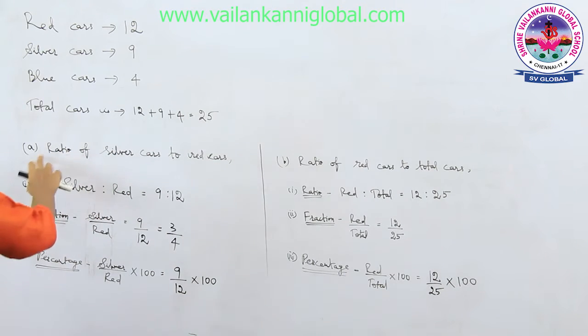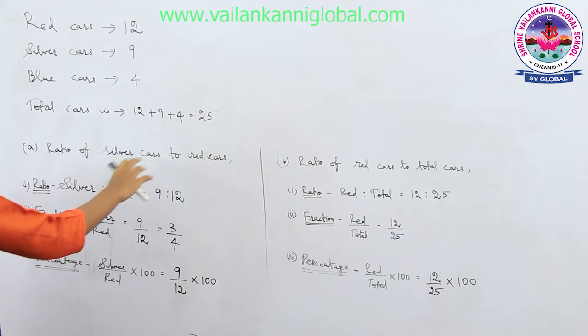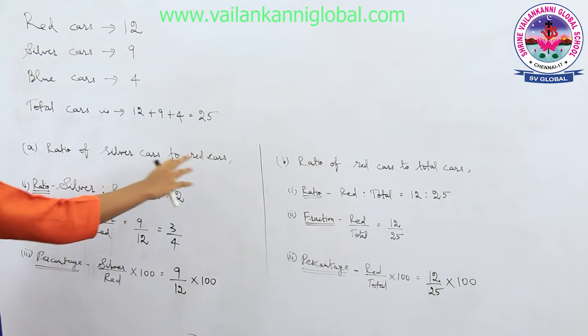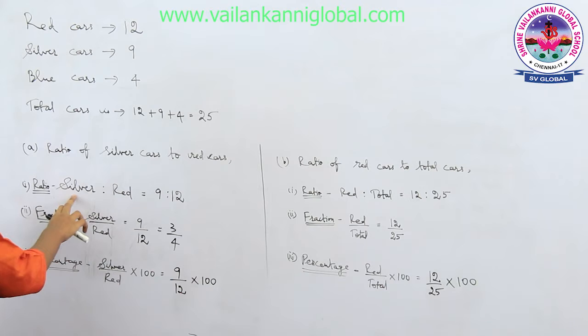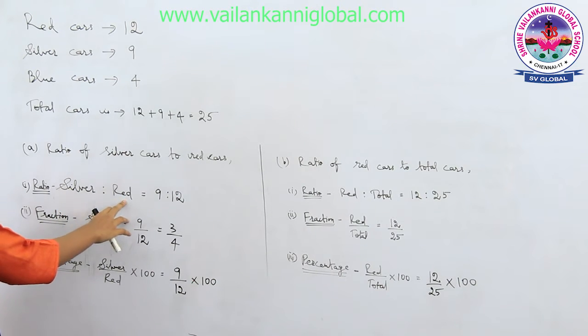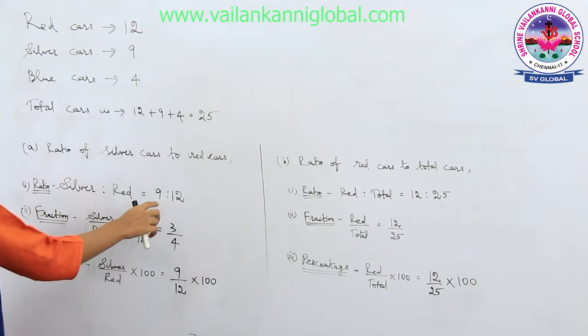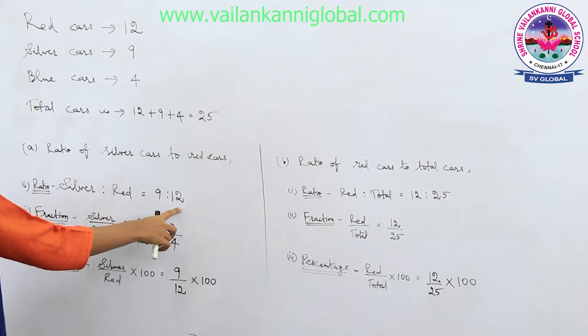So the first question is ratio of silver cars to red cars. Since it has mentioned as silver cars to red cars, we write in the form of ratio silver is to red. That is the number of silver cars and the number of red cars. Hence it is written as 9:12.